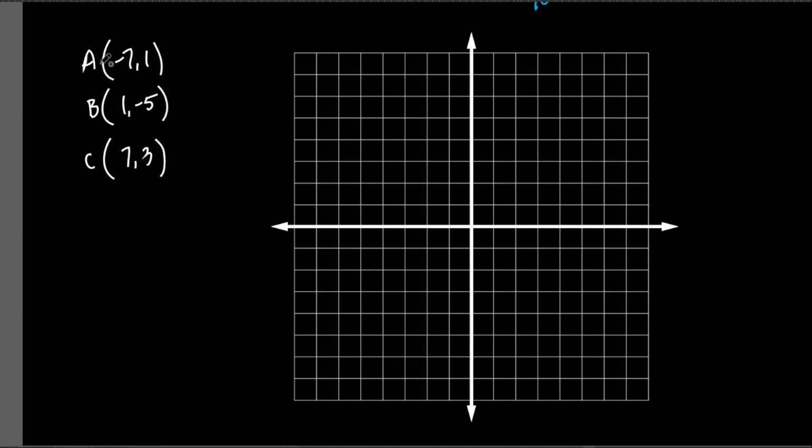So here we go. Let's plot A, B, and C. And we're plotting 3 points. So guess what we're going to get out of it? We're going to make a what out of it? 3 points. We're going to make a what? A triangle. Very good. So we're going to get a triangle.